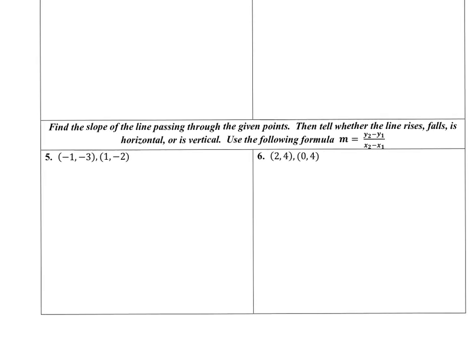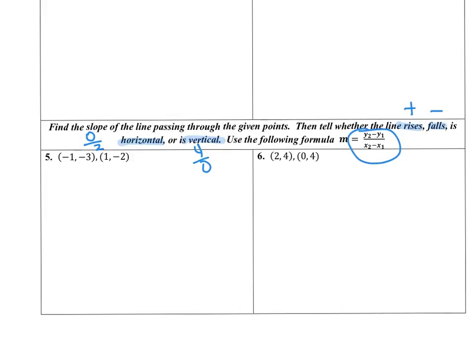We're going to find the slope of the line passing through these points. Tell whether it rises. Let's highlight this. Does it rise? Does it fall? And then, is it horizontal or is it vertical? So remember, if it rises, we're going to have a positive slope. If it falls, it's going to be negative. A horizontal means you're going to have 0 over like 2. Vertical means you're going to have like 4 over 0, right? That would be undefined.